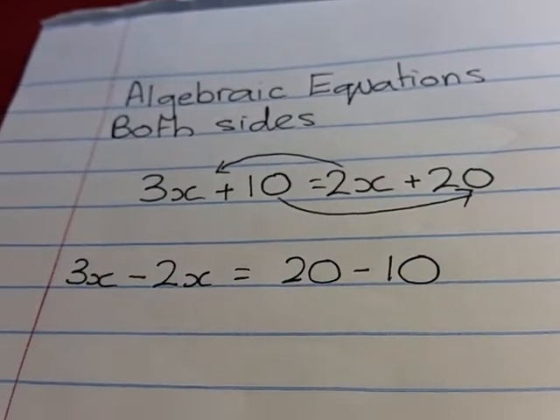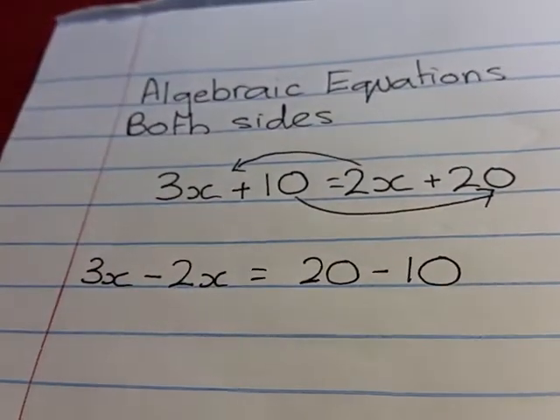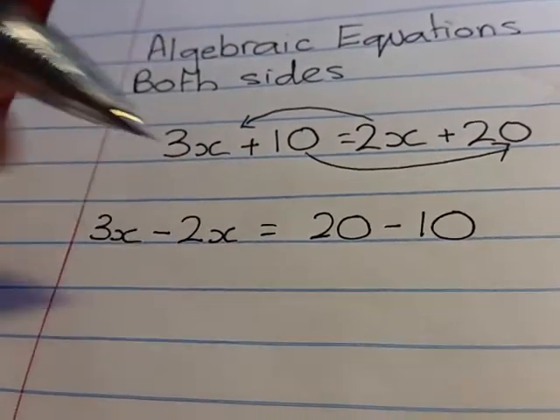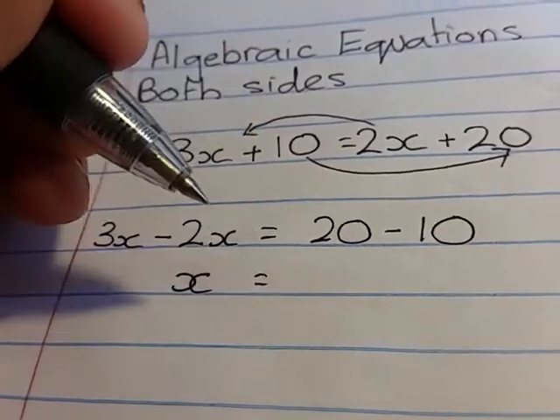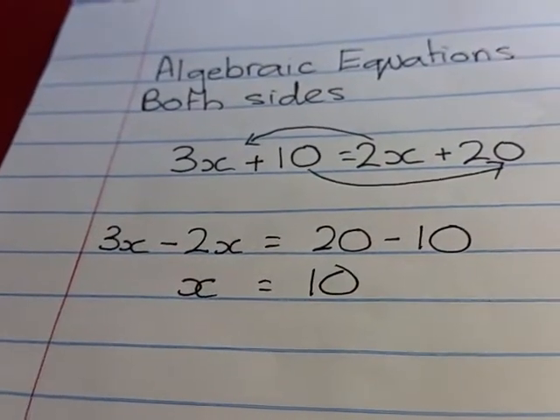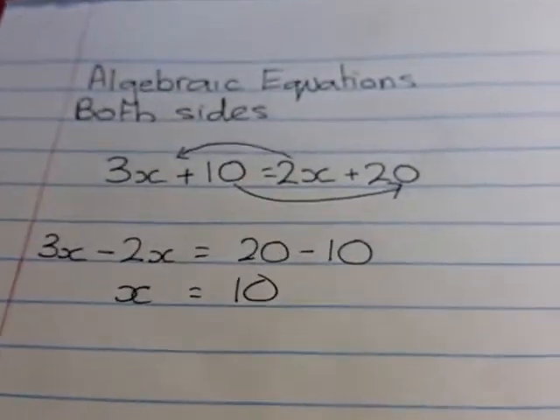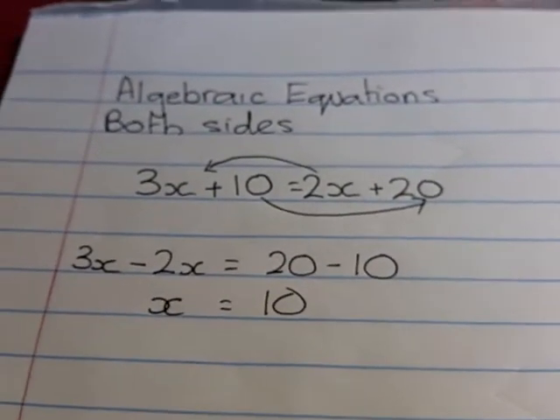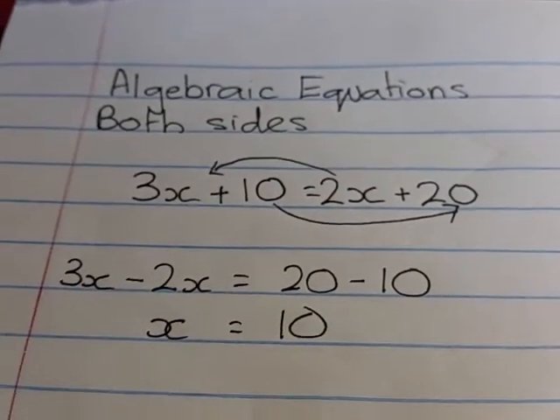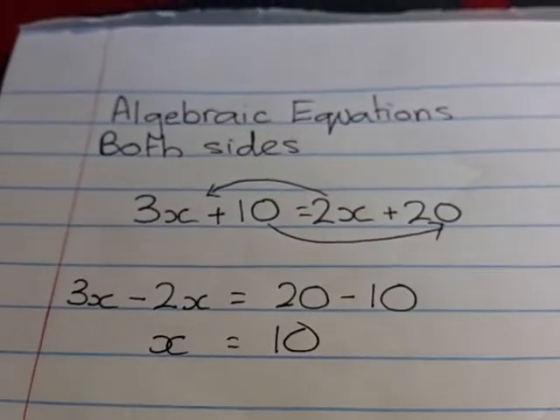So here, now you've got the variables on one side, and you got the numbers on the other side. You can now simplify them. 3x minus 2x gives you 1x, and 20 minus 10 gives you 10. Thus giving you a final answer, x equals 10, problem solved. And that's basically what you need. That's the basics and the general rule of what you are expected to do with any kind of equation where the variables are on either side of the equal sign.